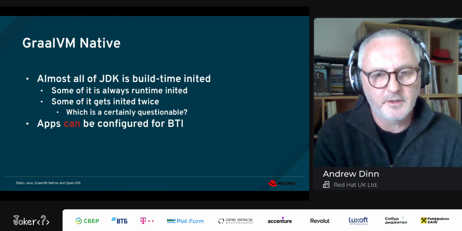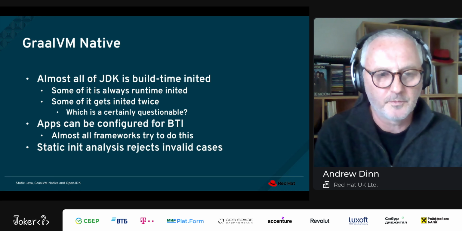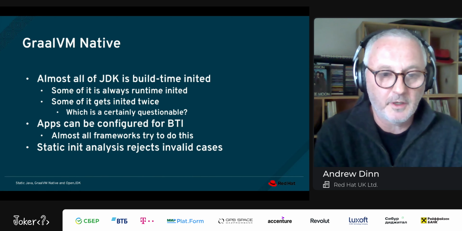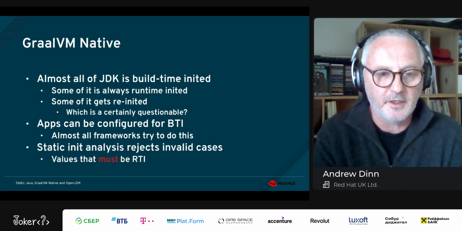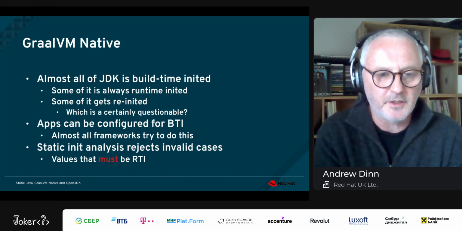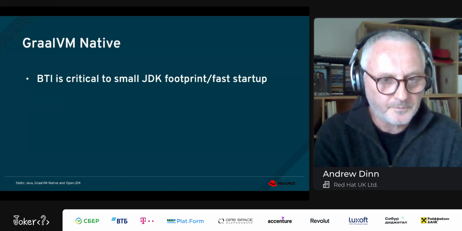Applications can also be configured to do build time initialization, and this is actually something that almost all the frameworks try to do. And so Graal, to make sure this is safe, has quite a powerful analysis to check this. It checks for things that must be runtime initialized, like the things I mentioned. It also checks for derived values, and it rejects build time initialization if you push it too far.